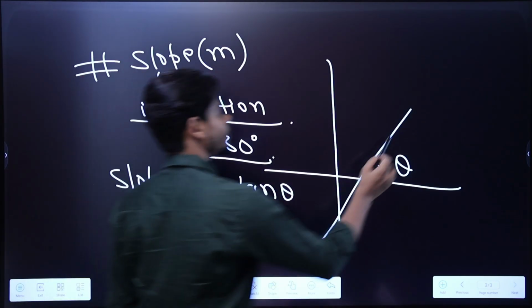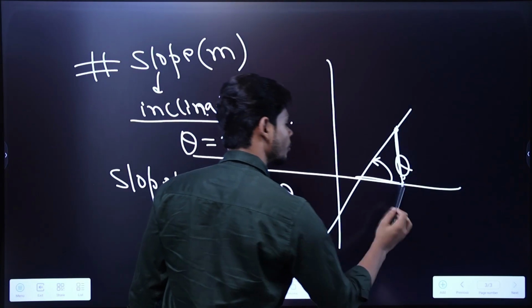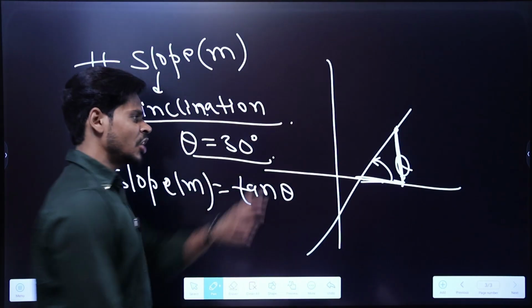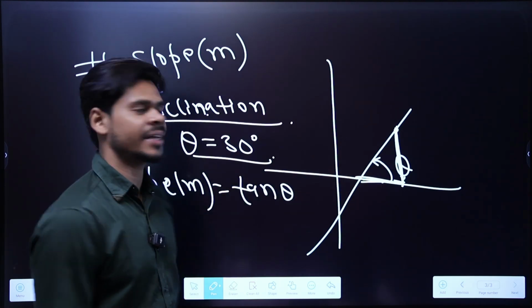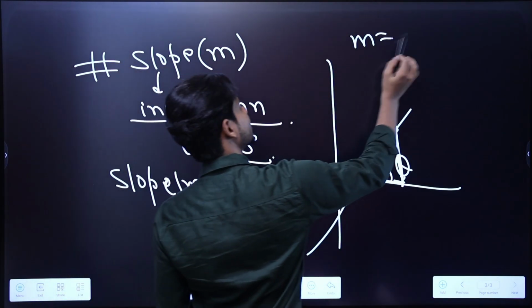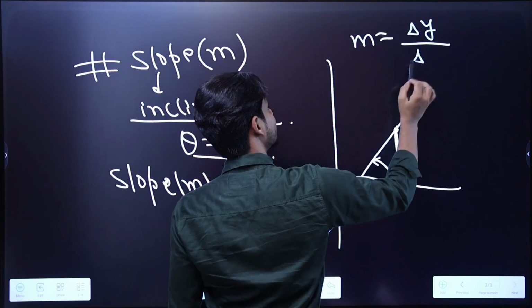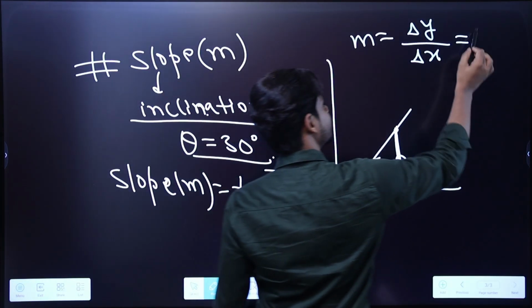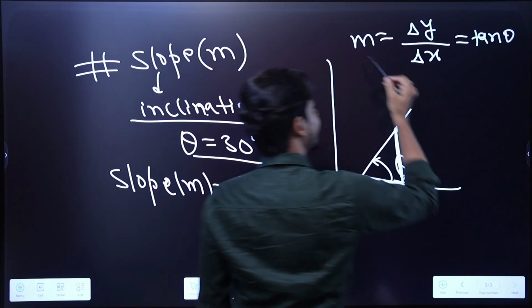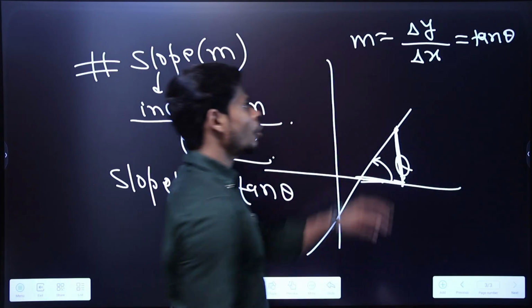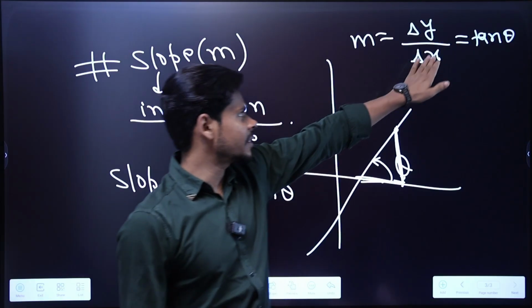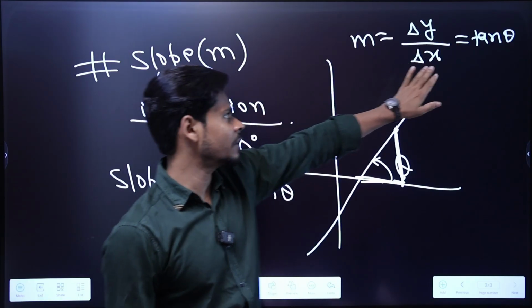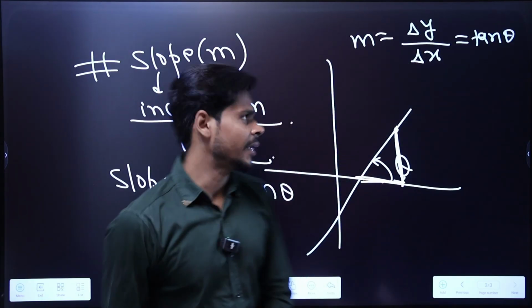It is represented by perpendicular upon base: change in y-axis divided by change in x-axis. So slope is also represented by change in y-axis divided by change in x-axis, and that's why from here we say that perpendicular upon base is nothing but tan theta. And there are two formulas of slope over here. One is change in y divided by change in x, and another one is directly tan theta.